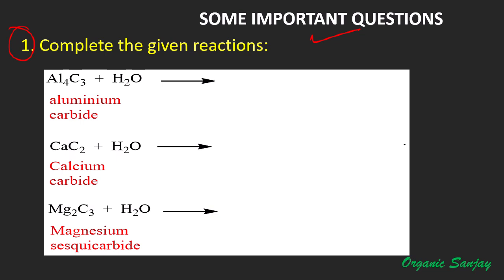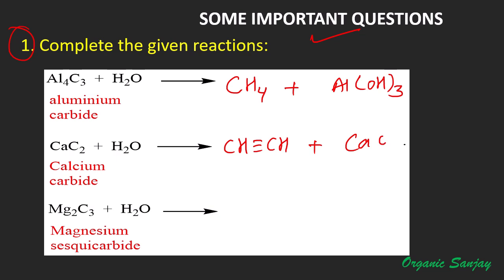When aluminium carbide reacts with water, it gives methane and aluminium hydroxide as a byproduct. You can balance it by yourself. Calcium carbide plus water: we just learned it produces ethyne and calcium hydroxide as a byproduct.